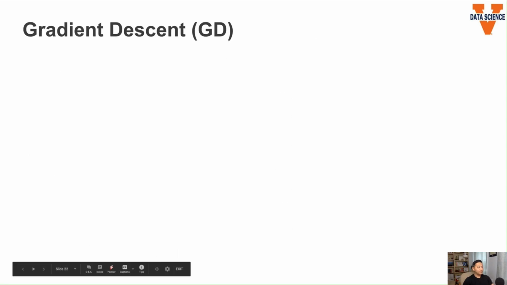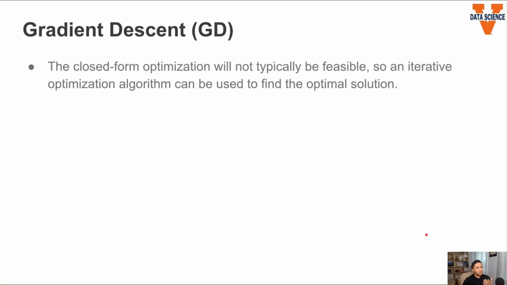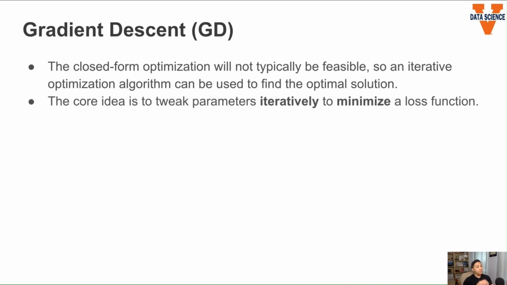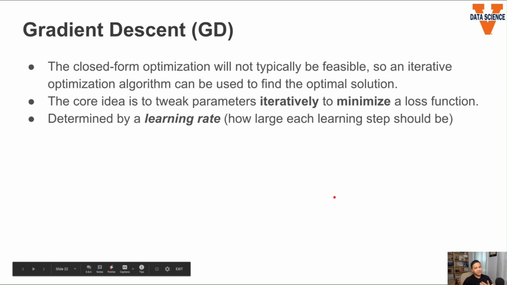Cool. All right, so most of the time you actually cannot derive the closed-form solution that you saw earlier. So we need to employ an iterative optimization technique to find the optimal solution. The core idea of the iterative approach is to tweak the parameters iteratively. Basically, you want to alter the value of theta slowly, trying to minimize the loss function, or the MSE, bit by bit, right? And typically this step is defined by a learning rate.